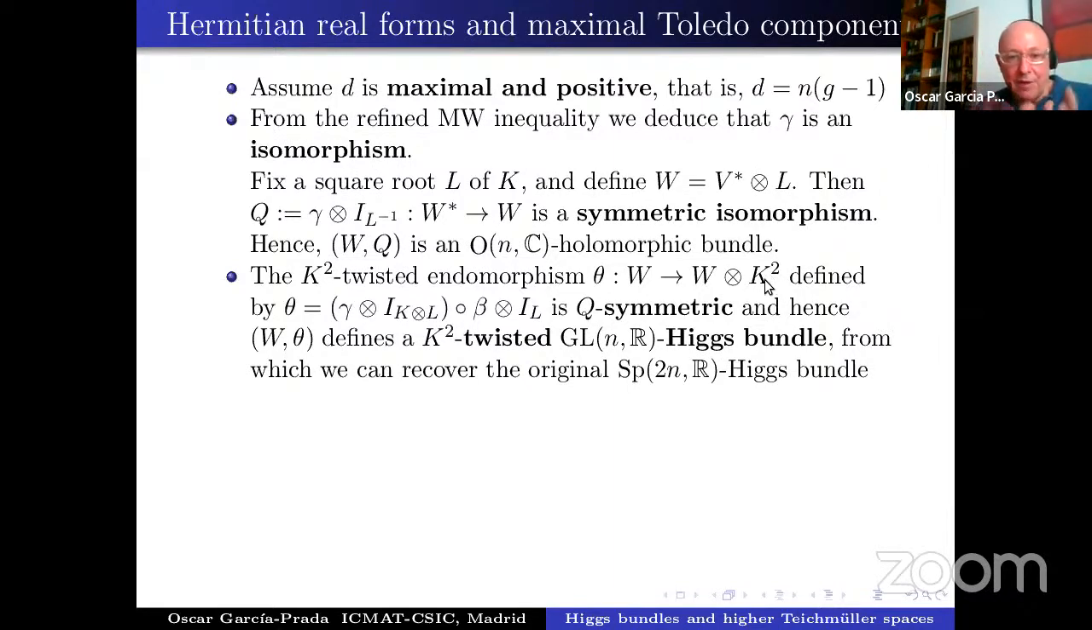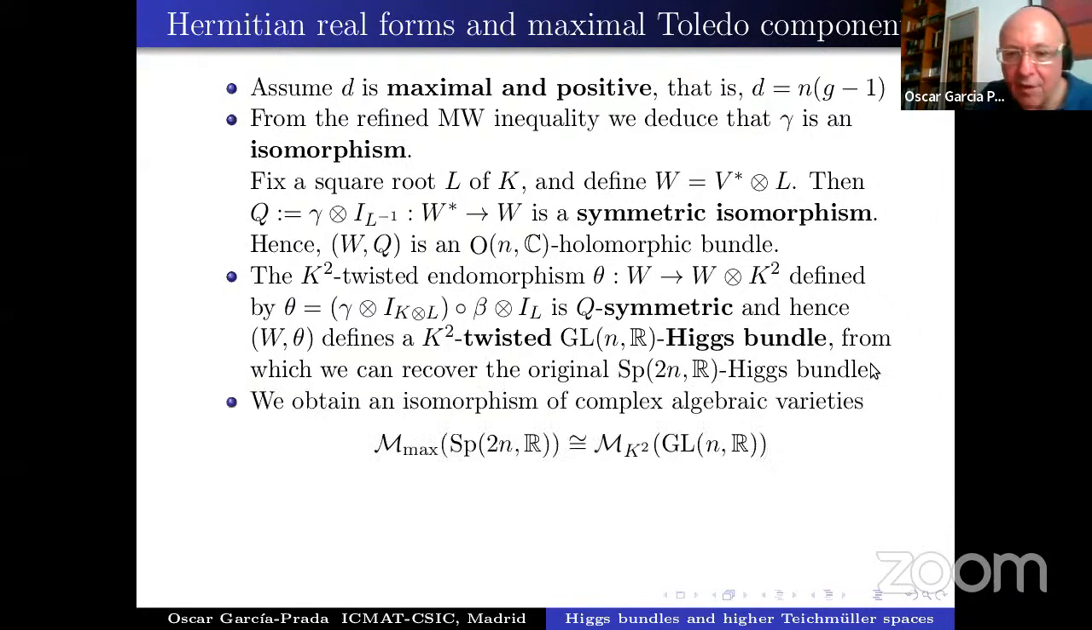So if you think about these ingredients and the definition that I gave of GLNR Higgs bundle for K, you can do that for any twisting line bundle, and in particular K squared. So putting these things together, the object that you get, W together with Q and this theta, is a K squared twisted GLNR Higgs bundle.